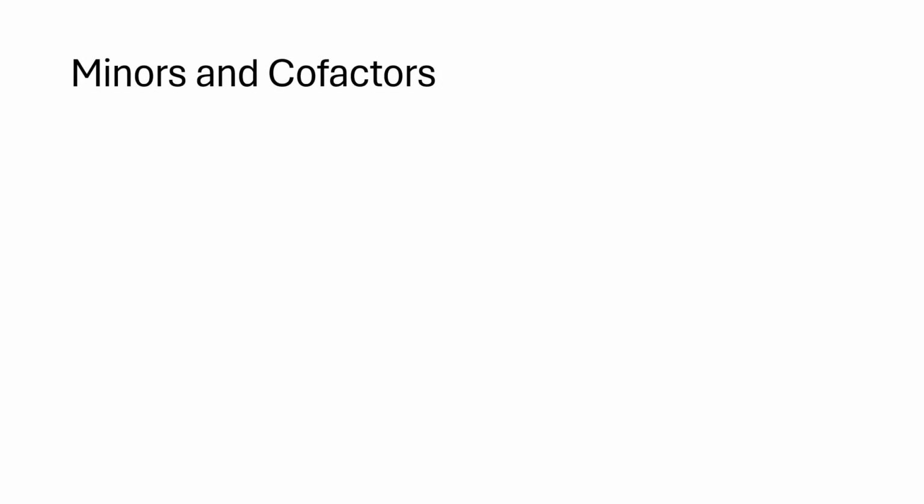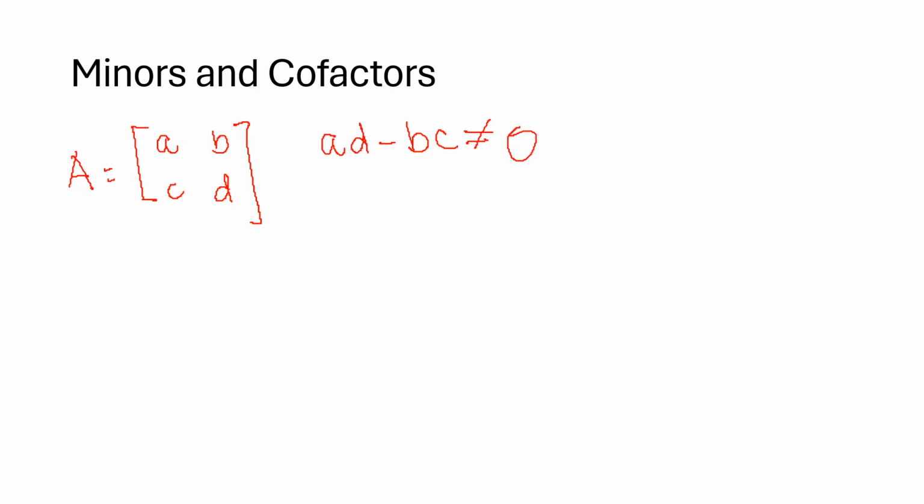Okay, now recall from the previous discussions that the 2 by 2 matrix, let's say our matrix A with the elements A, B, C, D, is invertible if and only if you have A times D minus B times C is not equal to zero, which is called the determinant of the matrix A. The AD minus BC is our determinant of matrix A.